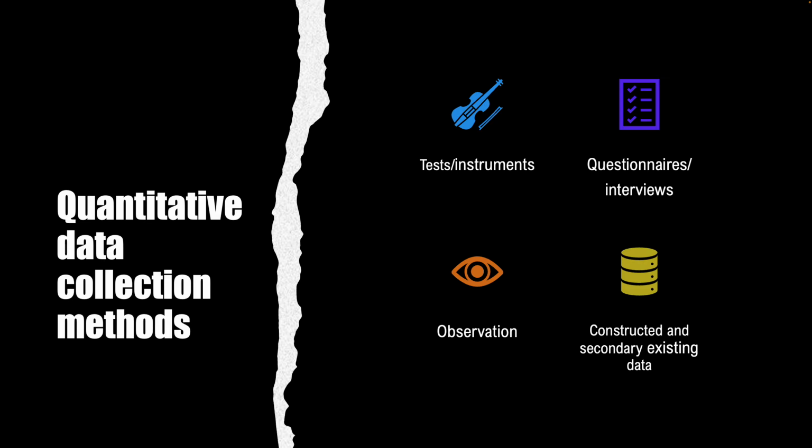tests/instruments, questionnaires/interviews, observations, and constructed and secondary existing data. With tests and instruments, participants complete measures of ability or other constructs like motivation or beliefs, or they can be asked to perform a behavior to demonstrate their ability or degree of skill and are then scored on their performance with a measure that's filled out by an observer.